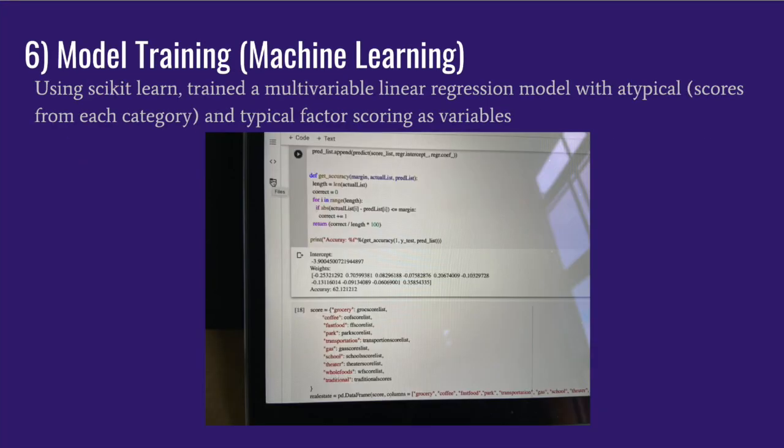Next, model training using machine learning. Using scikit-learn, we trained a multivariable linear regression model with scores from atypical and typical factors for each house as variables. The trained model would return rates for each atypical factors and the typical factors.